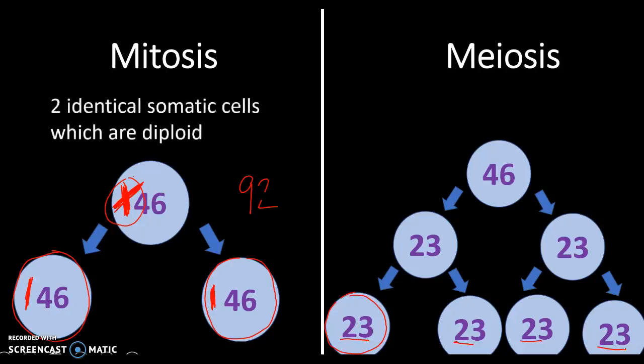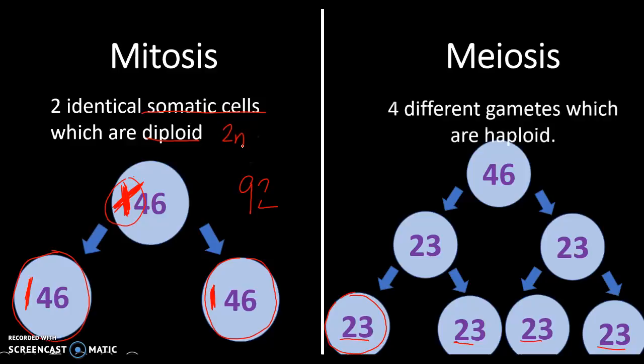To compare and contrast, in mitosis we have 2 identical somatic cells, or cells of your body, which are diploid. And if you remember, diploid is shown as 2N. In meiosis, on the other hand, we're going to have 4 different gametes, so they're all going to be genetically different, that are haploid. And haploid is shown as just N.